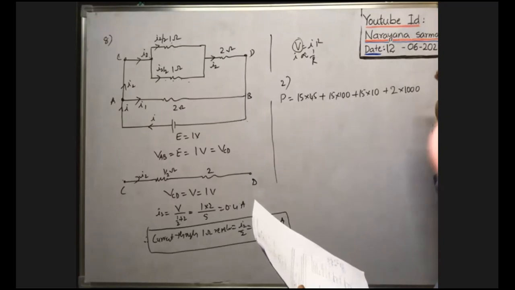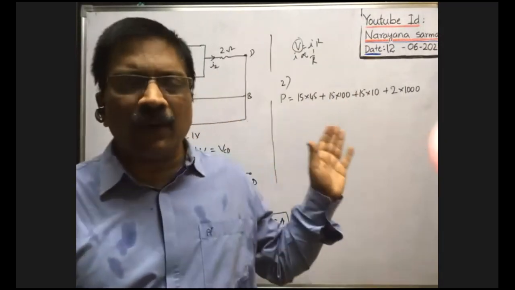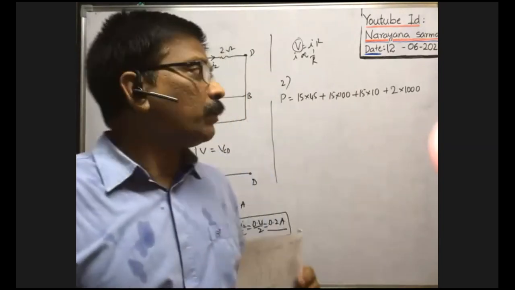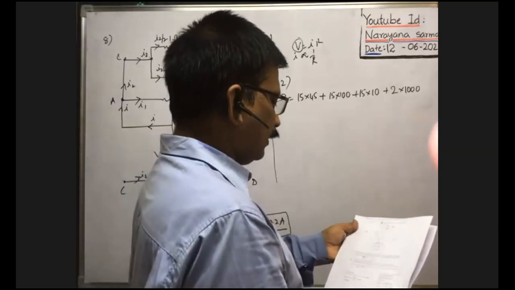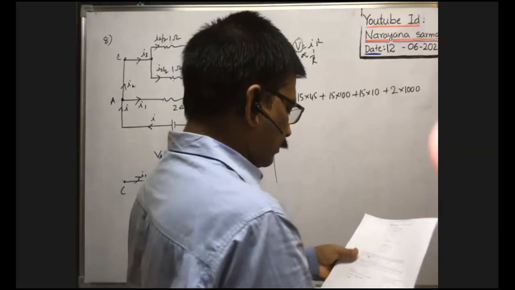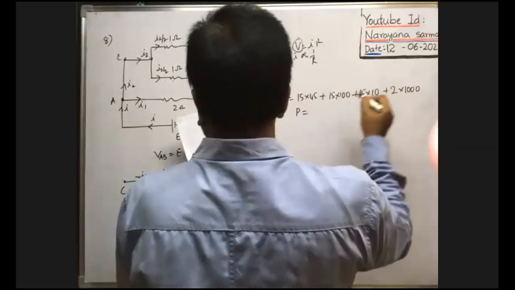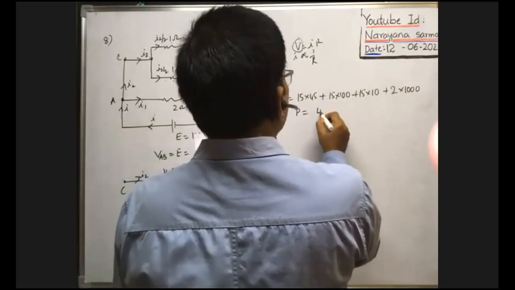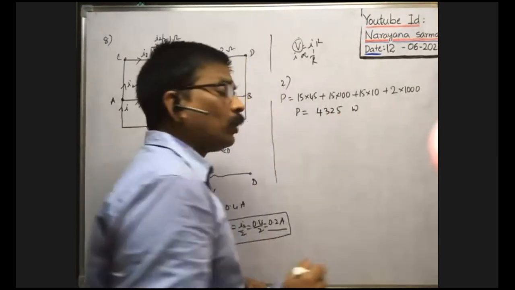So this is the total power consumed by all the devices in the circuit. You simplify them in this problem. I think when you add all of them, you will get approximately 4325. That much is the total power consumption.